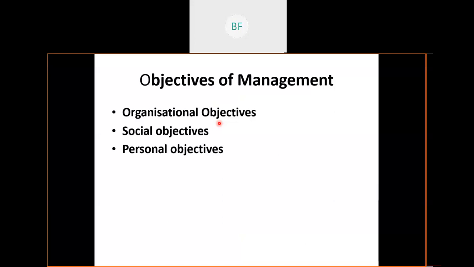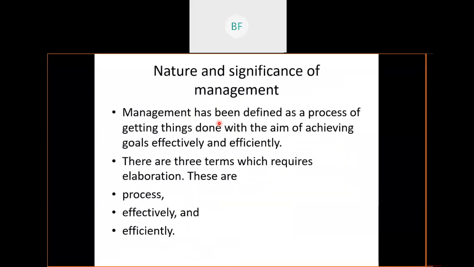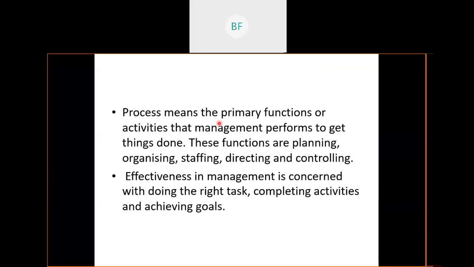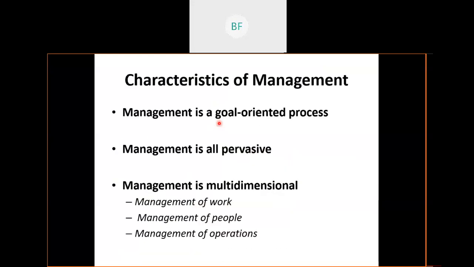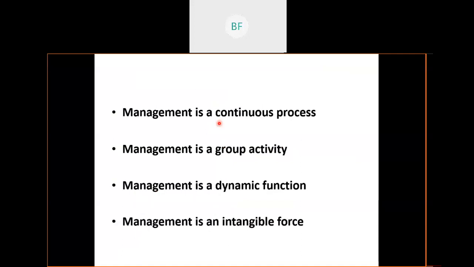To have that harmony in the organization, right? In this particular session, we have learned about the meaning of management, which says it is a process of getting things done with the aim of achieving the goals effectively and efficiently. Here we looked into the terms process, effectiveness, and efficiency. Then we looked into the characteristics of management: it is goal oriented, all pervasive, multidimensional, management of work, people, and operations. It is continuous in process, a group activity, a dynamic function, and an intangible force.